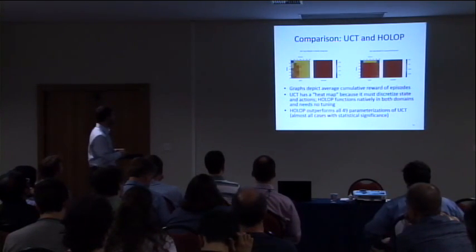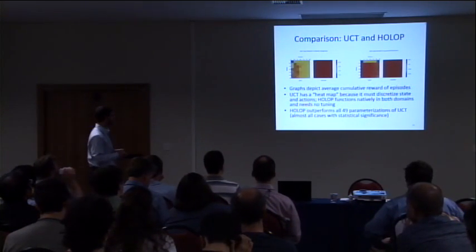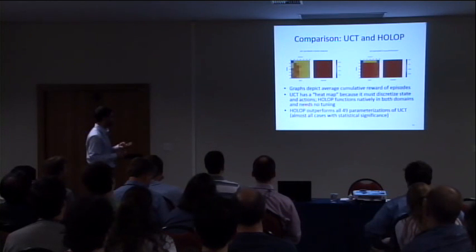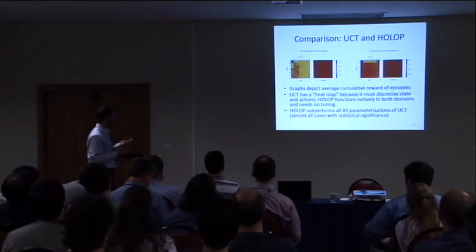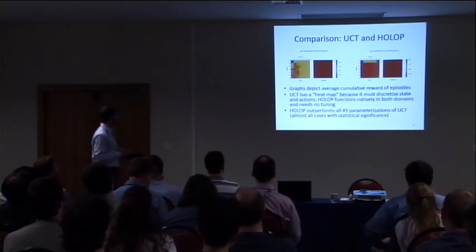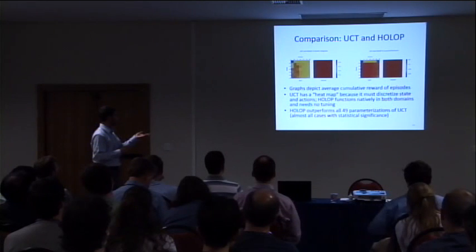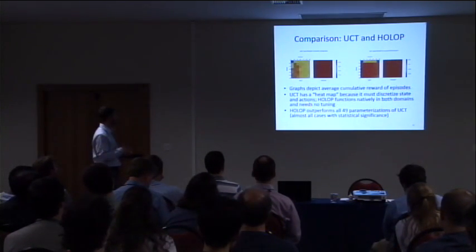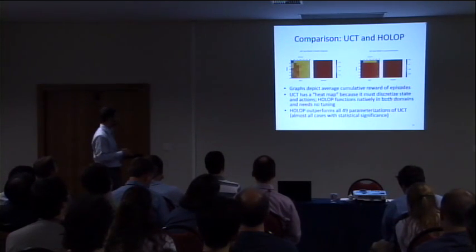In the double integrator domain, the performance of HOLOP was always statistically significantly better than UCT for all 49 different parameterizations we attempted. And in the inverted pendulum, there were 3 parameterizations of UCT that were not statistically significantly different, but all others were. So the punchline here is that if you use a planner that's designed natively for continuous settings, you can often get better results, and you can get them with a small number of parameters that have to be played with.